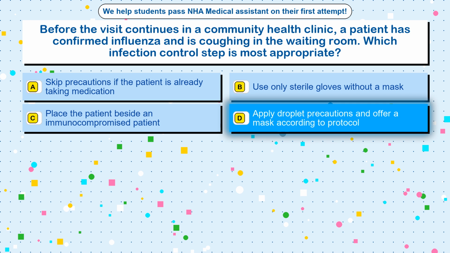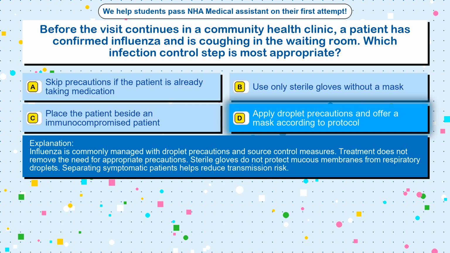The correct answer is option D. Apply droplet precautions and offer a mask according to protocol. Influenza is commonly managed with droplet precautions and source control measures. Treatment does not remove the need for appropriate precautions. Sterile gloves do not protect mucous membranes from respiratory droplets. Separating symptomatic patients helps reduce transmission risk.